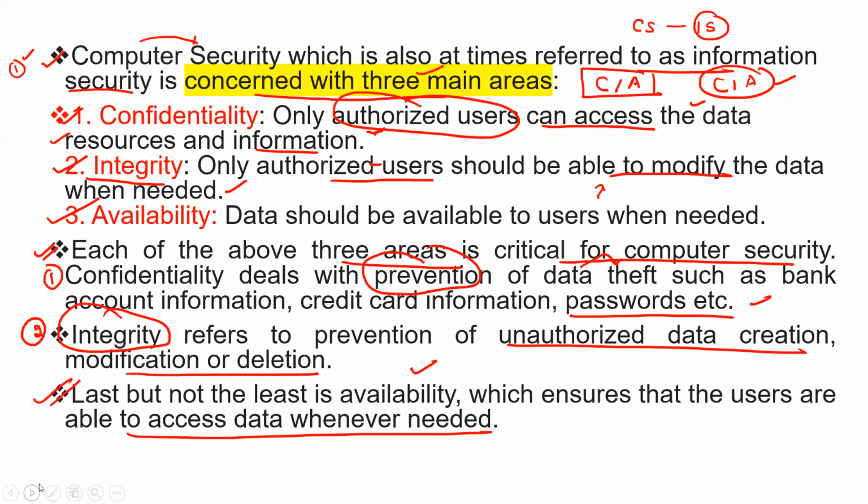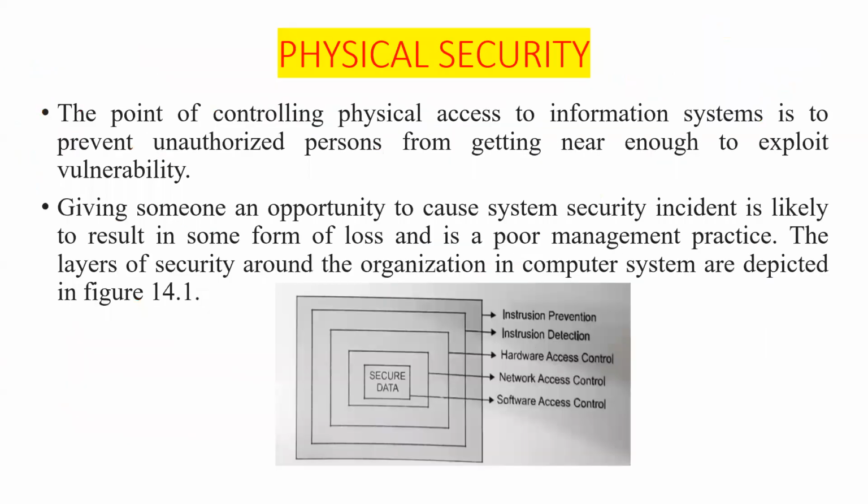I hope you are able to remember these three words, that is CIA. Confidentiality helps in the prevention of data theft. Integrity helps in the prevention of unauthorized data creation, modification, or deletion. And availability helps us access the data whenever it is required by you. So these are the three main things. Now let us move to the next one.